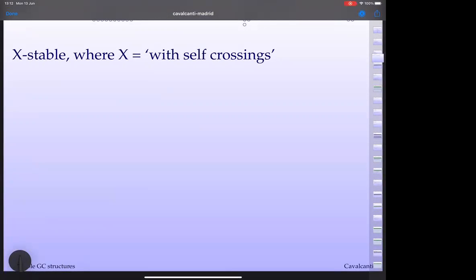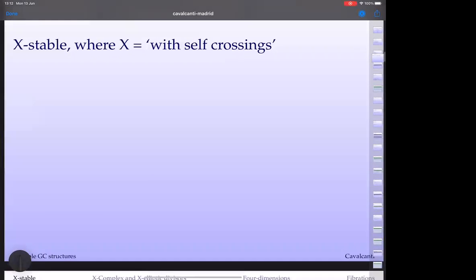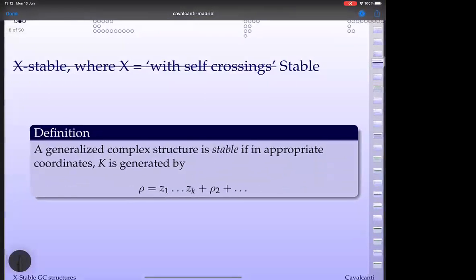Okay, so what I'm going to talk about today is, I'm going to extend the definition of stable, and what I'll do is remove the condition that the section is transverse, and just say it should be transverse with self-crossings. So that's what the X is doing for you, the Roman numeral with self-crossings. But I'm not going to be saying "with self-crossings" all the time, so I'll just call it stable.